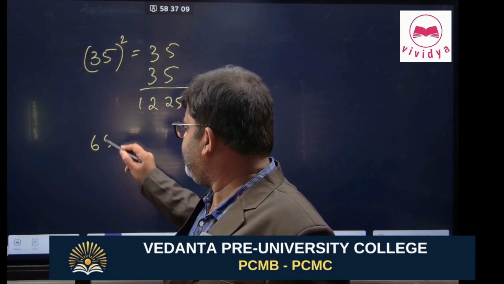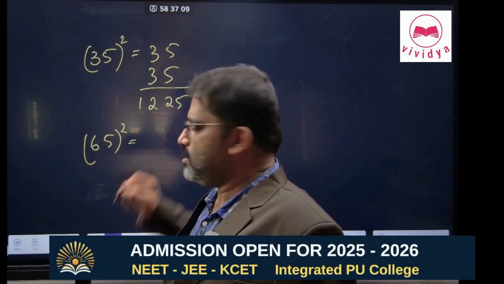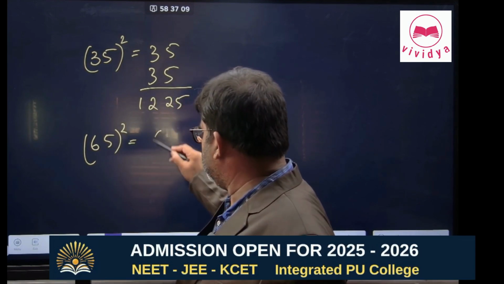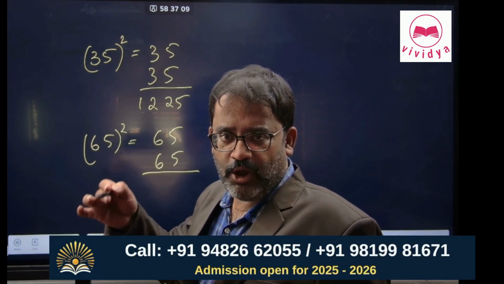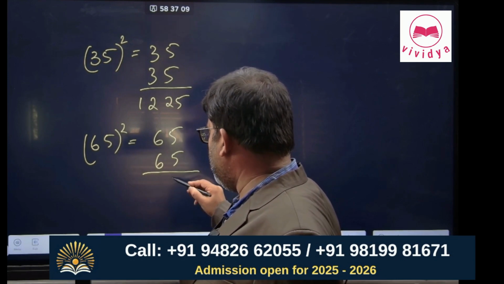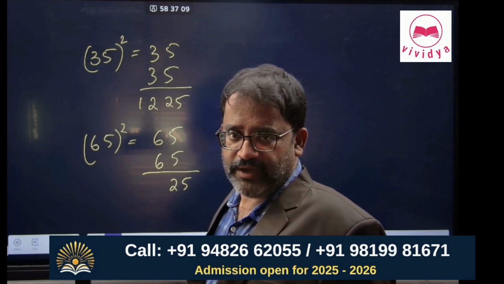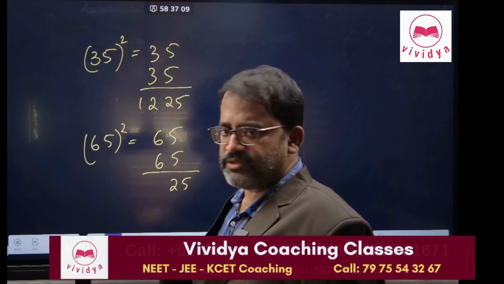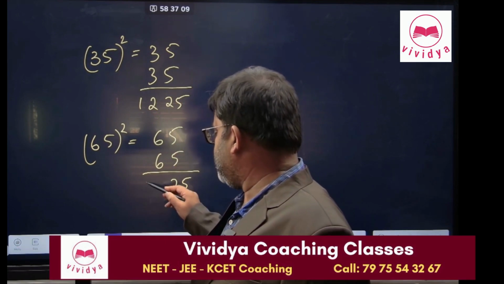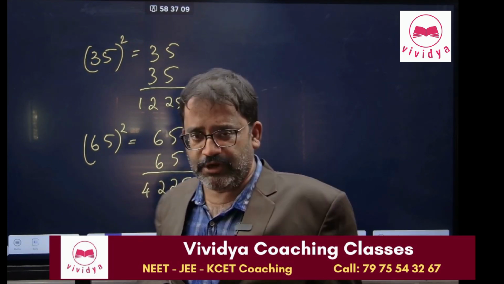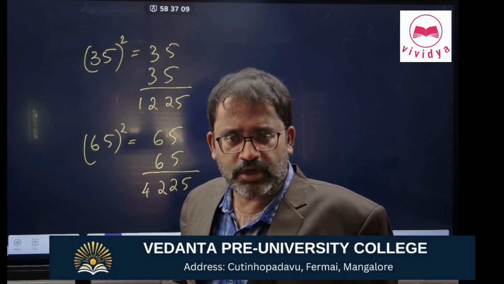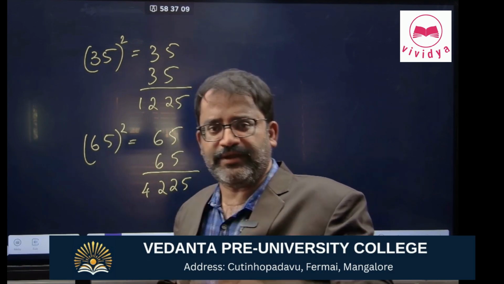Let us take another number, say 65 square. Now what should I do initially? Keep the number one above the other and now multiply it in the way that we have done already. That is 5 times 5 gives us 25. 1 plus 6 gives us 7. 7 times 6 gives us 42. So that means 65 square, dear children, is 4225. You can verify it.